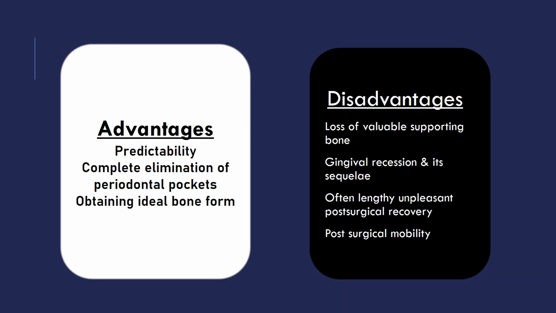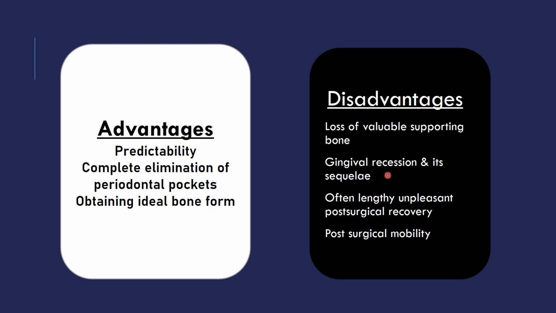Coming to the advantages and disadvantages of these procedures. The advantage is predictability. It is very predictable, isn't it? Predictability is the best advantage of osseous resective surgery; it attains the removal of the pocket fully. Okay, and complete elimination, that is what we told. There is complete elimination of periodontal pockets, obtaining ideal bone form.